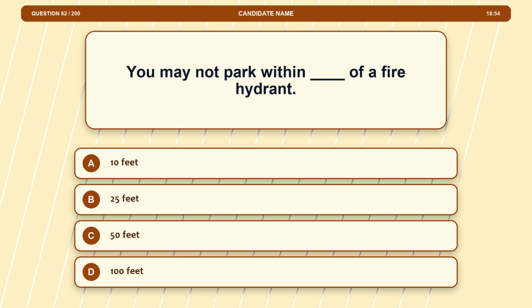Question 82. You may not park within blank of a fire hydrant. Option A, 10 feet. Option B, 25 feet. Option C, 50 feet. Option D, 100 feet.